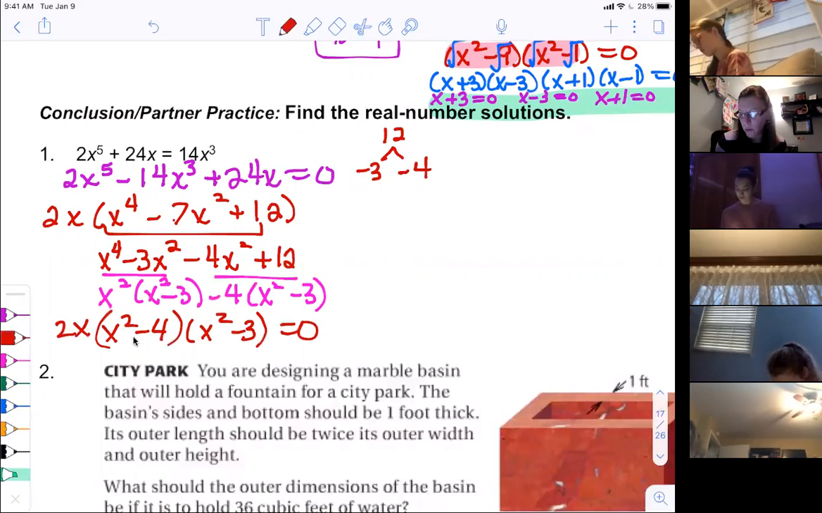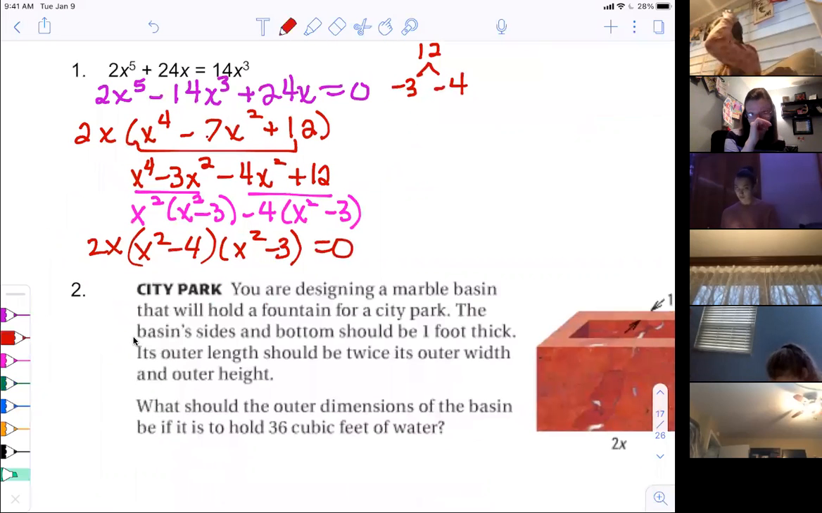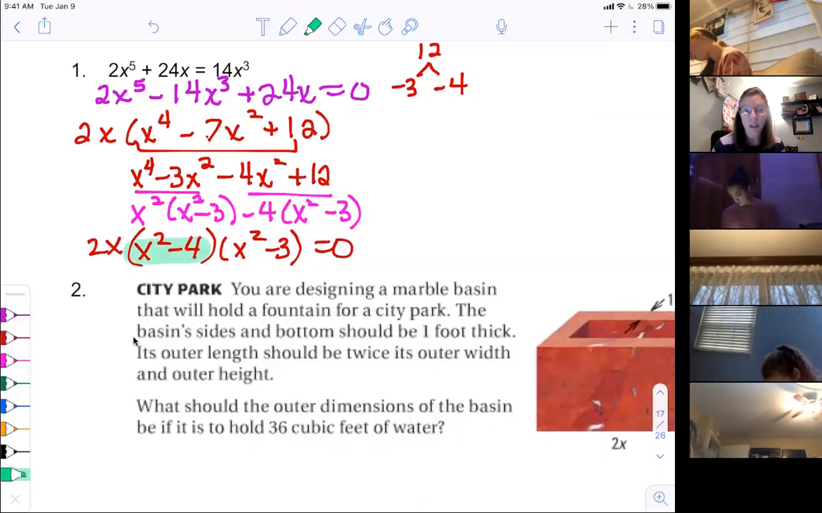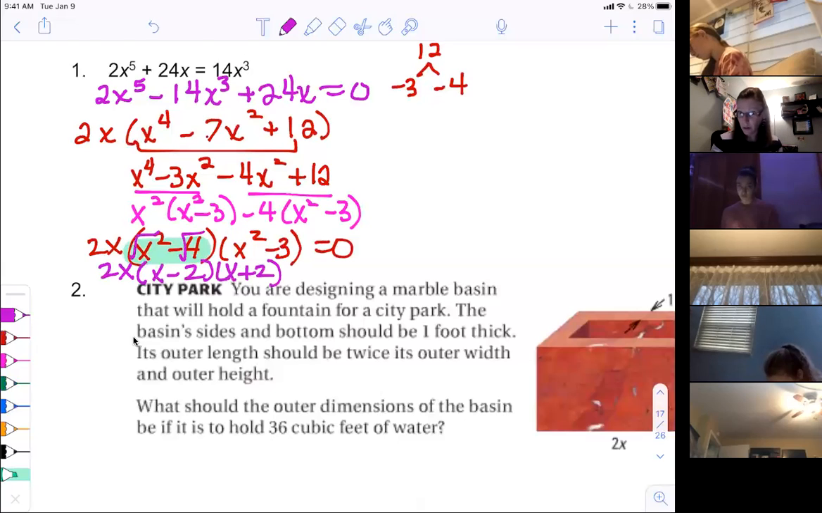So I'm just working through the problem using everything that we've just talked about. So I took out a GCF. I then used the AC grouping method. And I'm now down at the bottom. And my last step is to check to see if I can factor anything else. And I noticed that the first one, I can take the square root of 4. So I can factor that. I have a 2x. I can take the square root of 4 and make it x minus 2 and x plus 2. I can't take the square root of 3, so I'm going to just have to leave that as x squared minus 3.